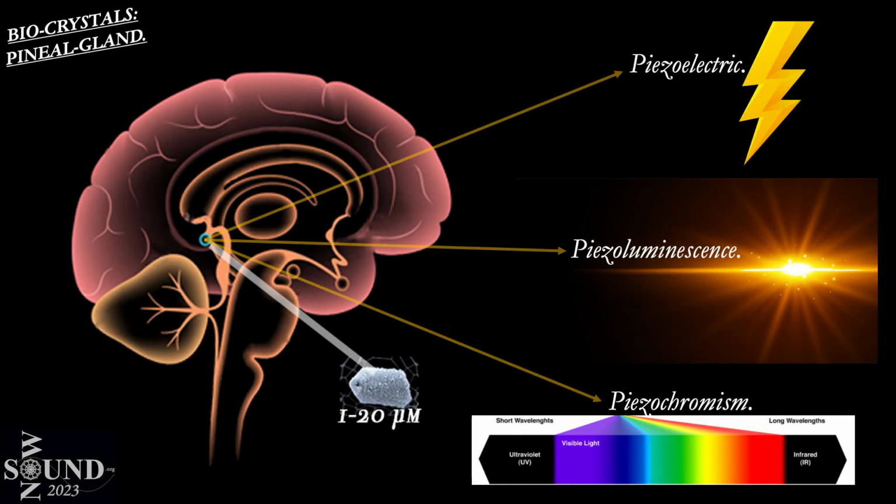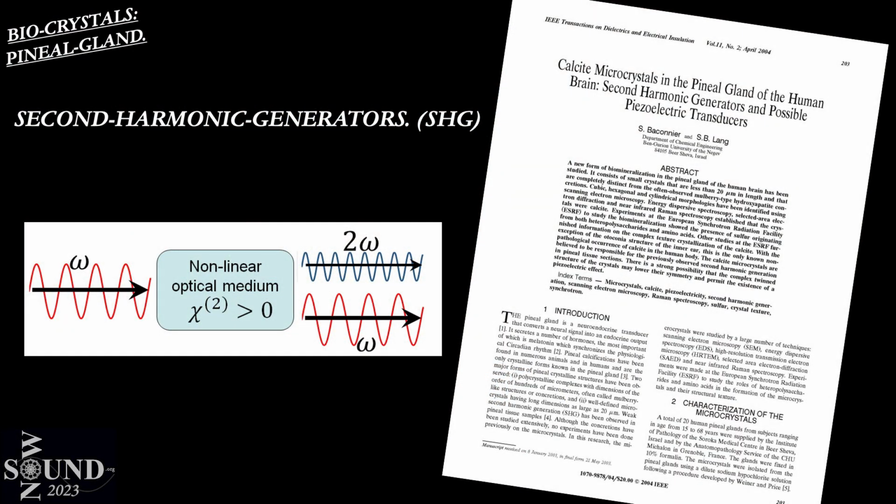What's the next property? Piezochromism. It can see the full colour spectrum of the electromagnetic, boom, 430 terahertz to 750 terahertz. Amazing. Piezochromism, it sees the full colour spectrum of the rainbow and more. The pineal gland is lined with pinealocytes. These are similar to rods and cones in your eye, and they are photoreceptive. But the most exciting thing to me is the SHG properties of the pineal gland.